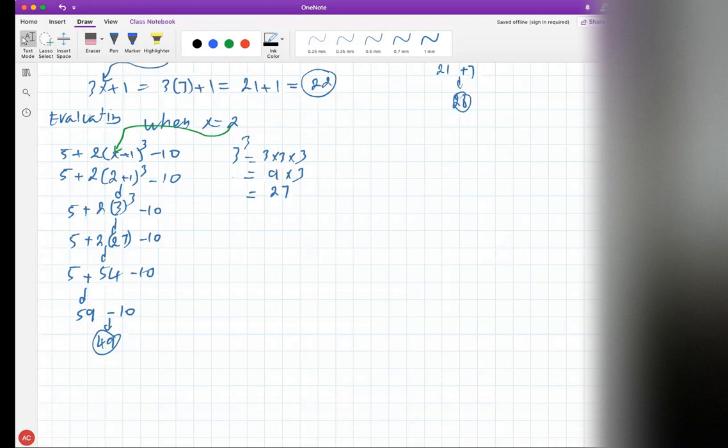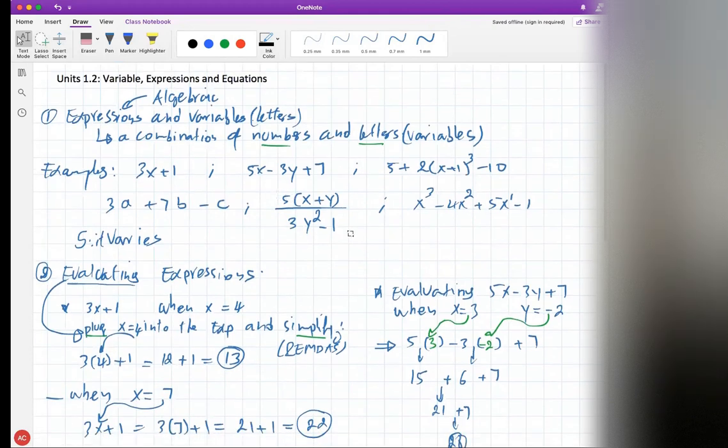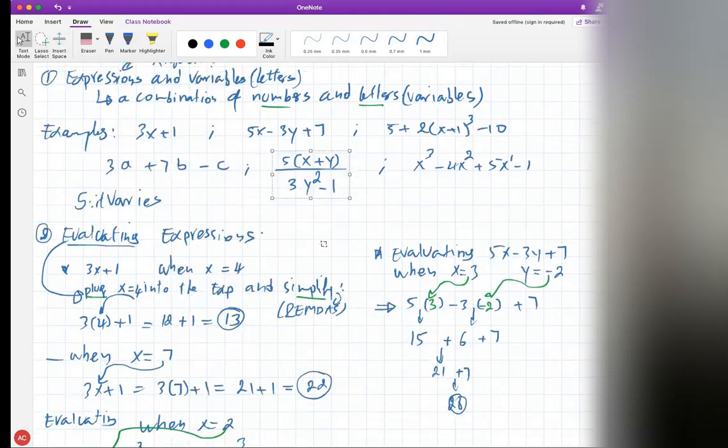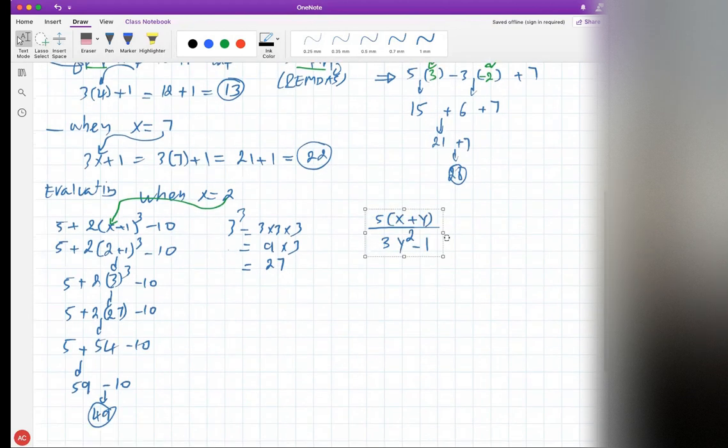Can you move on to an example of the fraction one? Sure, that's what I was going to do next. Okay. So the fractions. As we saw here, the expression may have some fractions, for example, that one here. Let's do that over here. It's also an expression simply because it's made of numbers and letters. It happens to be a fraction, but it's still an expression.